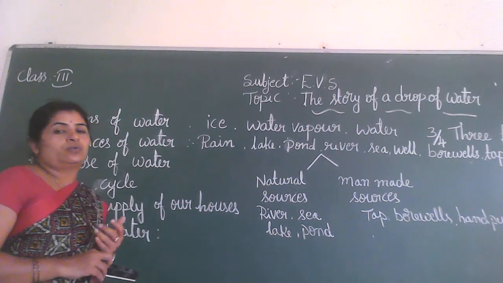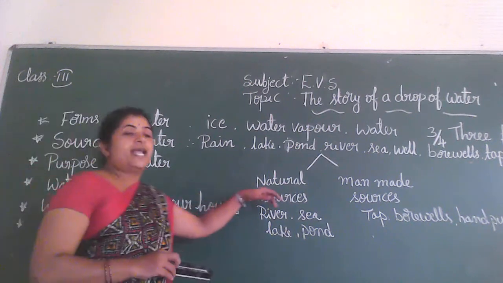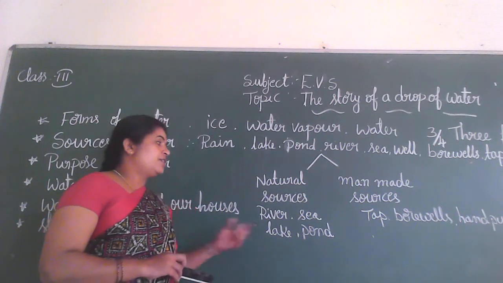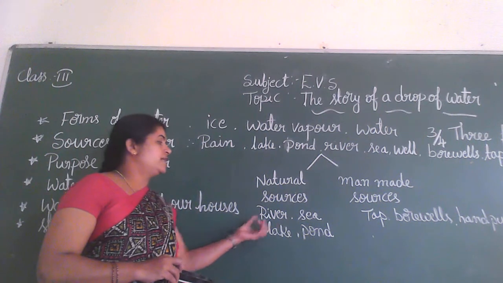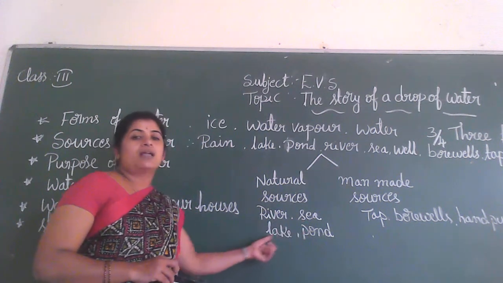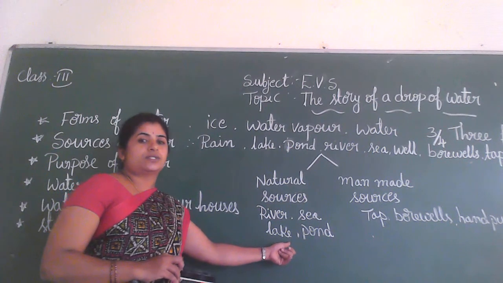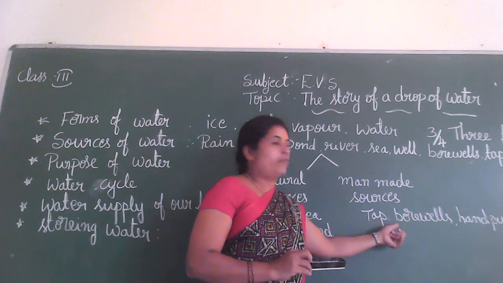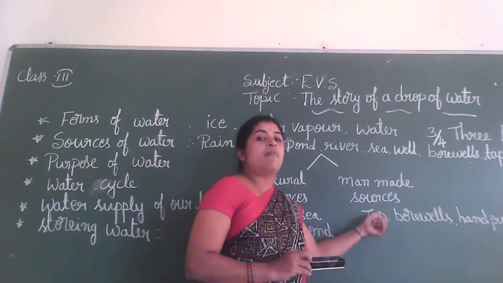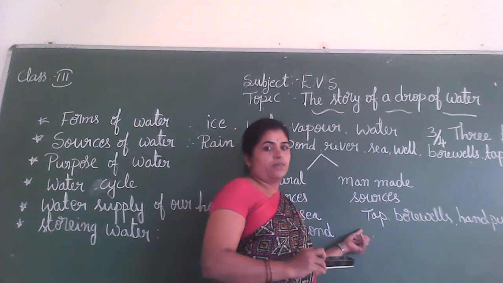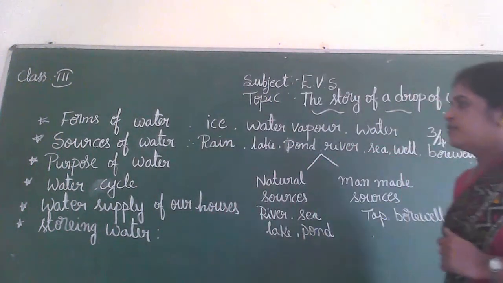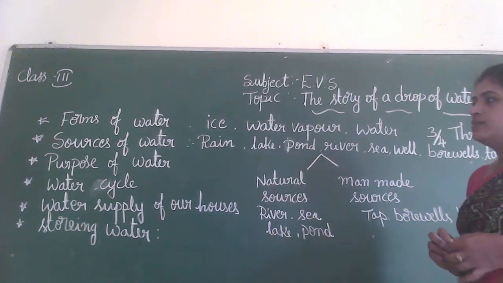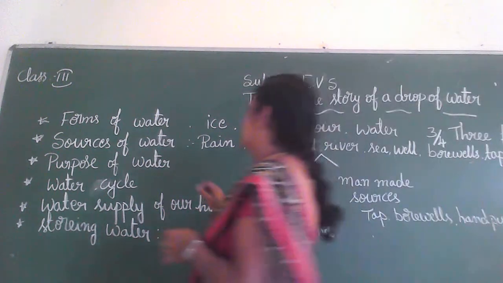The sources of water are divided into two parts. One is natural sources of water, another is man-made sources of water. Which are the natural sources of water, children? Yes, river, sea, lake, pond. Man-made sources of water: tap, borewell, hand pump. You can understand these two points, children. First one, forms of water. Another, sources of water. Next, third point, purpose of water.